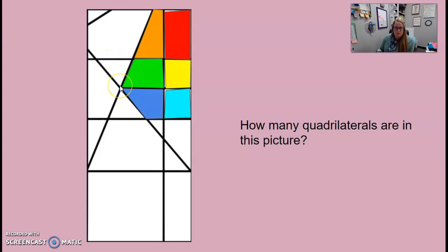1, 2, 3. That one didn't work. 1, 2, 3. Nope, that one doesn't work either. 1, 2, 3, 4, 5. Nope, I'm looking for 4-sided figures, not 5. All right, next row it is. Let's see.